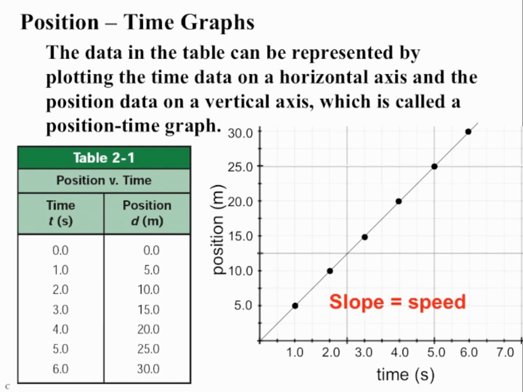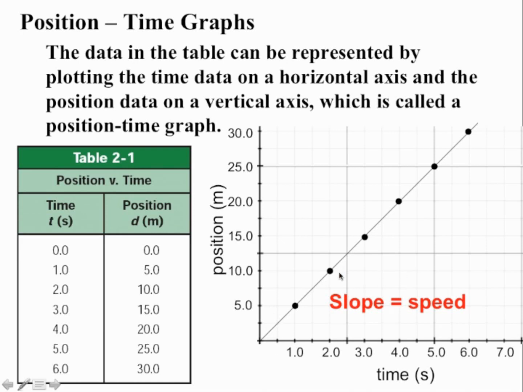The slope of a position time graph is the speed. Now let's understand why that's true. Slope is rise over run. Let's just look at this initial portion of the graph, just up to the first dot. The rise is 5 meters. The run is 1 second. 5 meters over 1 second is 5 meters per second.